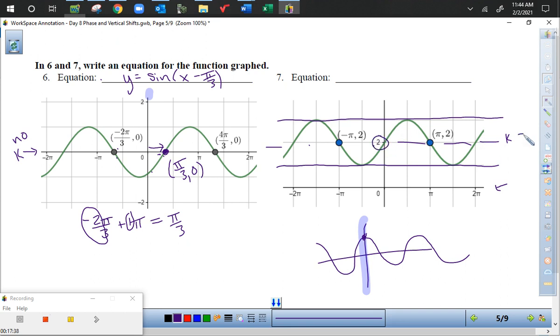So our k is 2. And we can start out our equation automatically because with k, we don't have to worry about switching the sign. What you see is what you get. So we know we're going to have to end in plus 2.